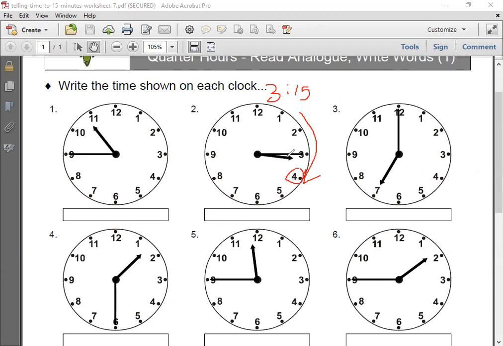Okay, first we want to know how many minutes are left to get 4 o'clock. The time now is 3 and 15. So we're going to count how many minutes after the minute hand until you get the 12. Okay, let's count how many minutes. 5, 10, 15, 20, 25, 30, 35, 40, 45. So we have 45 minutes left to be 4 o'clock.